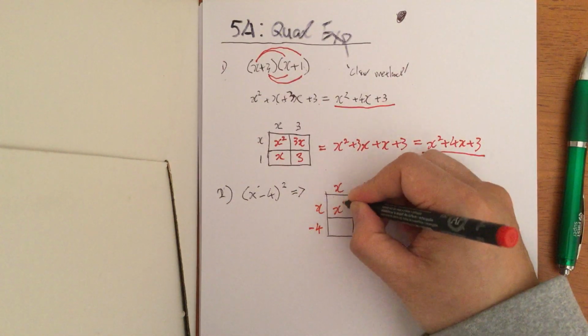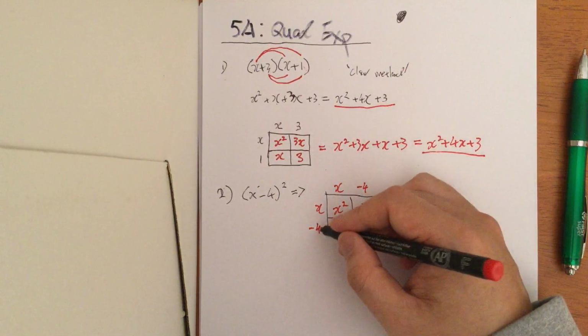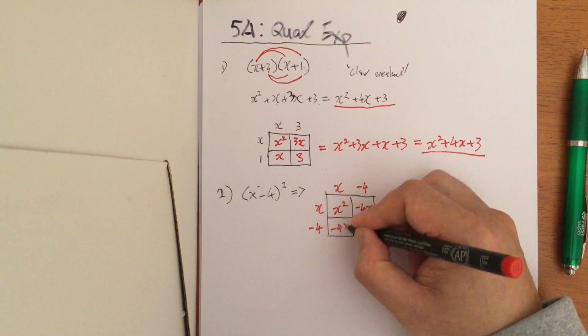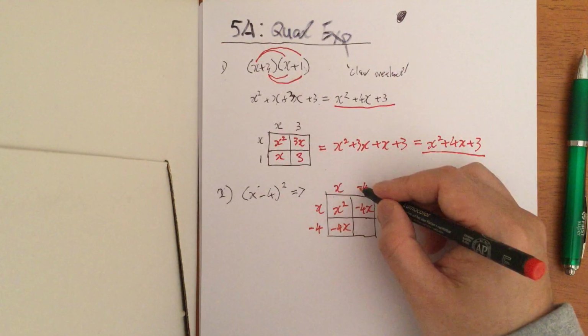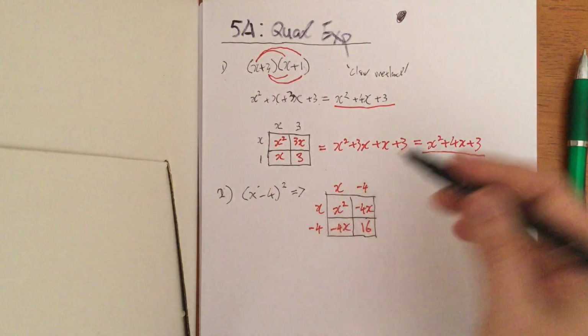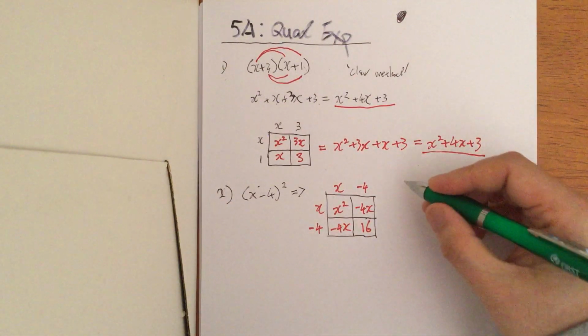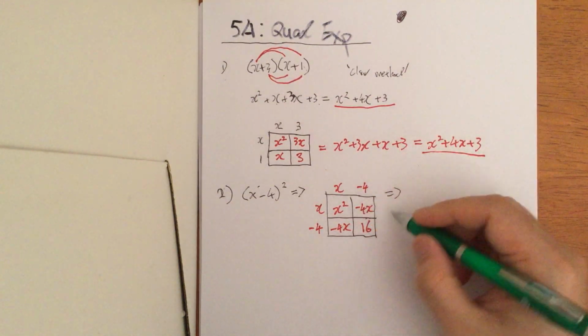x times x is x squared. x times negative 4 is negative 4x. Negative 4 times x, negative 4x. And negative 4 times negative 4 is positive 16. Now, there's a reason why, as I said, I'm using all of the signs. Well, let's add them together. Even from the visual diagram itself, you can see.